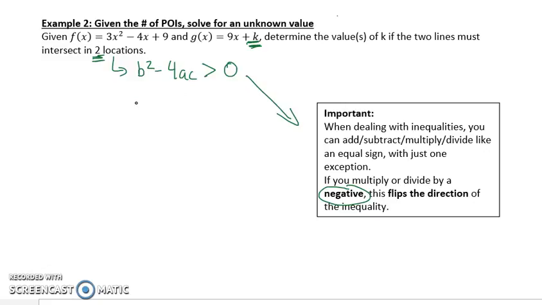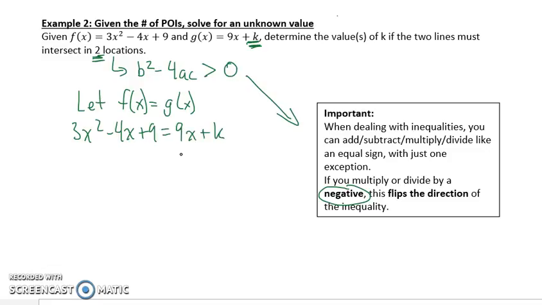B squared minus 4ac. Well, how do I get it to that point first? I first need to let f of x be equal to g of x. In order for us to do that, we substitute those functions in, and I rearrange to set it equal to 0, just like I did previously. So I'm going to subtract 9x from each side. I'm going to subtract k from each side, and what I'm left with is 3x squared minus 13x plus 9 minus k is equal to 0.